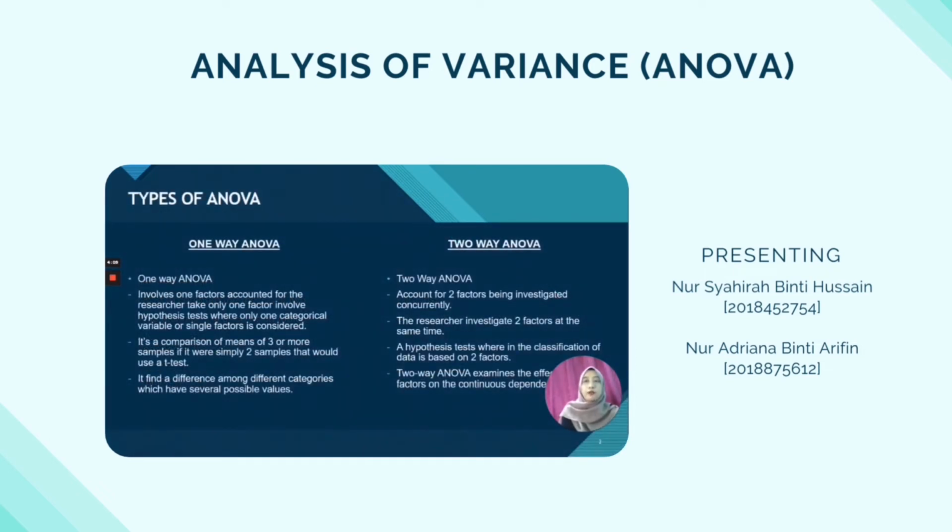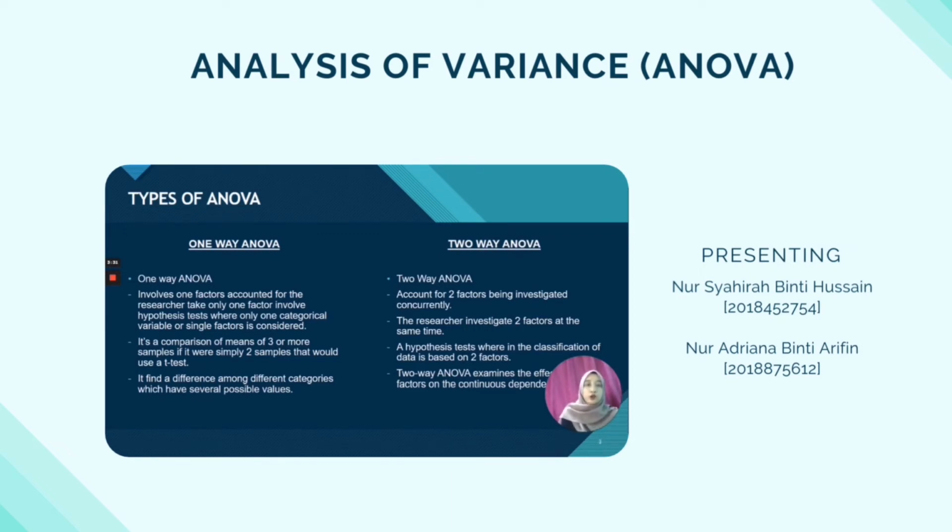Types of ANOVA. There are two types. The first one is one-way ANOVA. One-way ANOVA involves one factor being accounted for. The researcher takes only one factor involved in the hypothesis test, where only one category, variable, or single factor is considered. It is a comparison of means of three or more samples. If there were simply two samples, we would use a t-test. It finds a difference among different categories when we have several possible values.